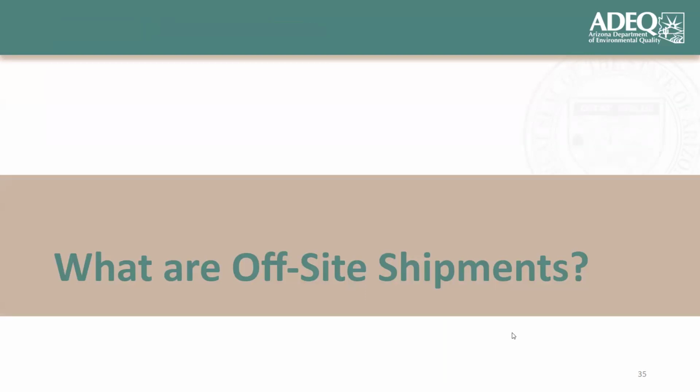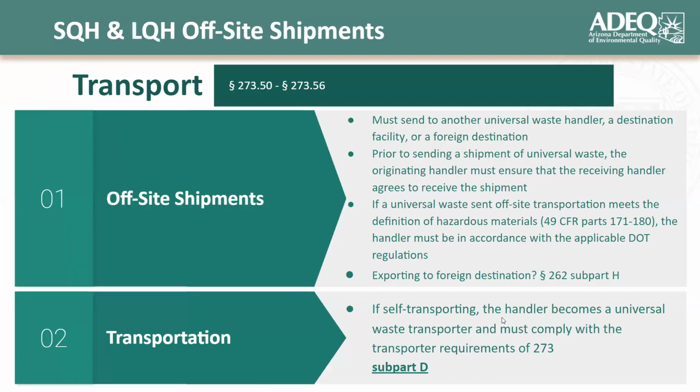Now that we covered the universal waste management requirements, what are off-site shipments? When sending universal waste off-site, it must go to another universal waste handler, destination facility, or foreign universal waste destination facility. It is very important to ensure the receiving handler or destination facility agrees to accept the shipments.